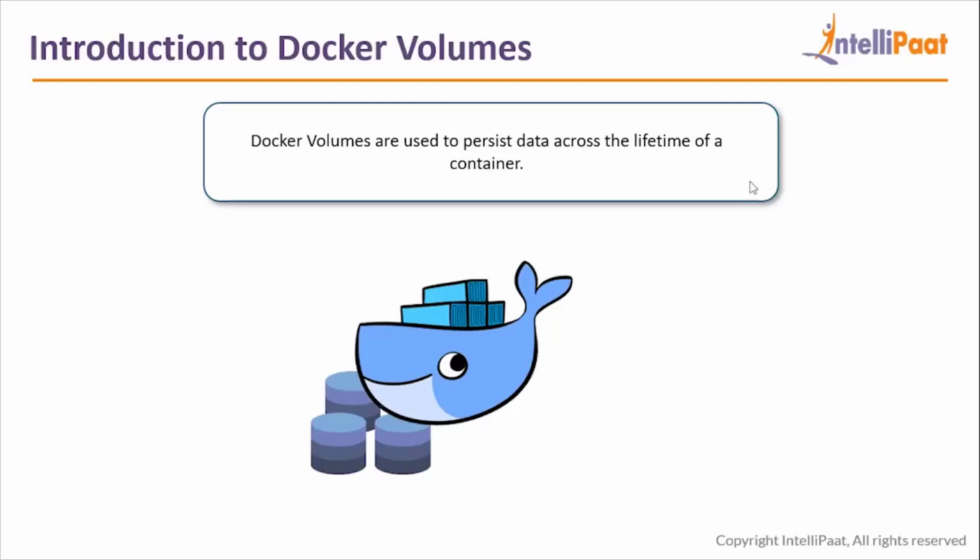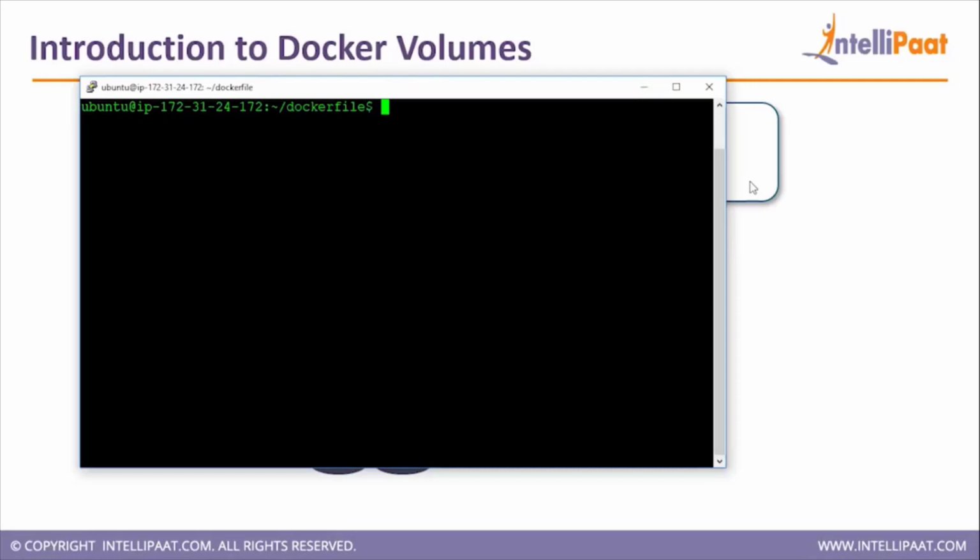Alright, so there are basically two ways to do it. One is called a bind mount and one is called a Docker volume. Now, what are the differences between a bind mount and a Docker volume? Let us see that. So basically a bind mount would be that, let me just come out of the directory, I mount a particular file location inside the container.